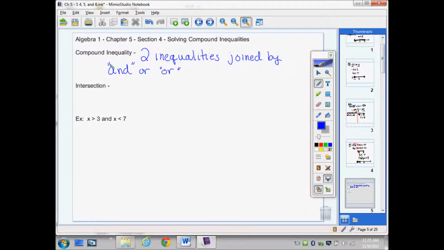Okay. And in math, we only have two conjunctions. We have and, or. Now an intersection is what happens when we have an and. And in an intersection, the inequalities overlap.